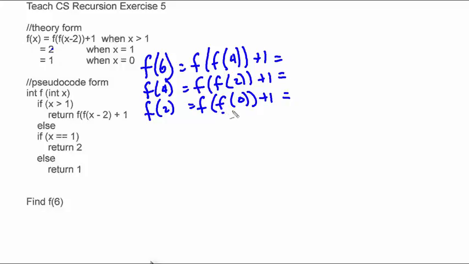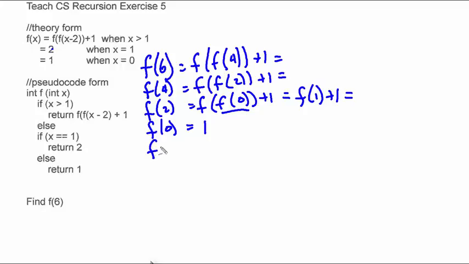Well, we need to find the function of 0, which is a base case. So when x is equal to 0, the answer is 1. So now we can replace this with 1, but that still leaves us with this one. So we have the function of 1 plus 1, and that's as far as we can go.